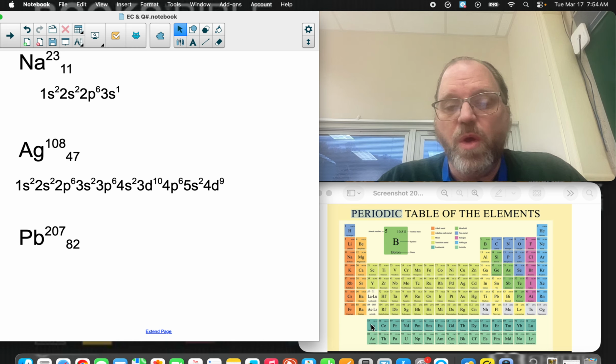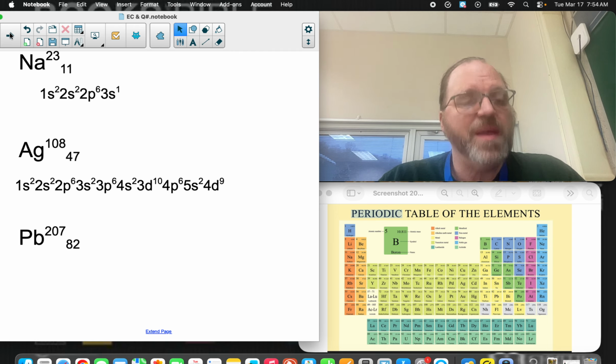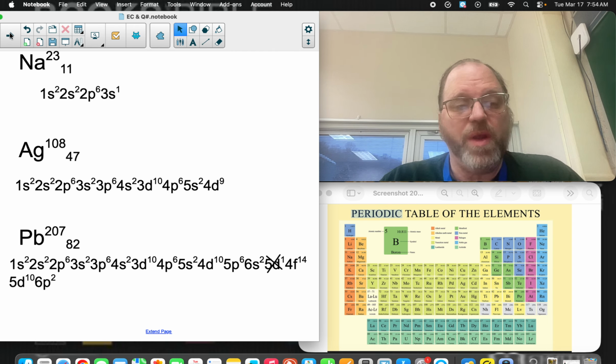When we drop down, we're going to go cerium through lutetium, 4f14. We come back up, cross the 5d1 out, 5d10, lanthanum to mercury, and then thallium and lead, 6p2. That's our configuration. Now, if you want to check, you add up all these numbers, and it should equal 82, because the number of protons and the number of electrons are always the same.